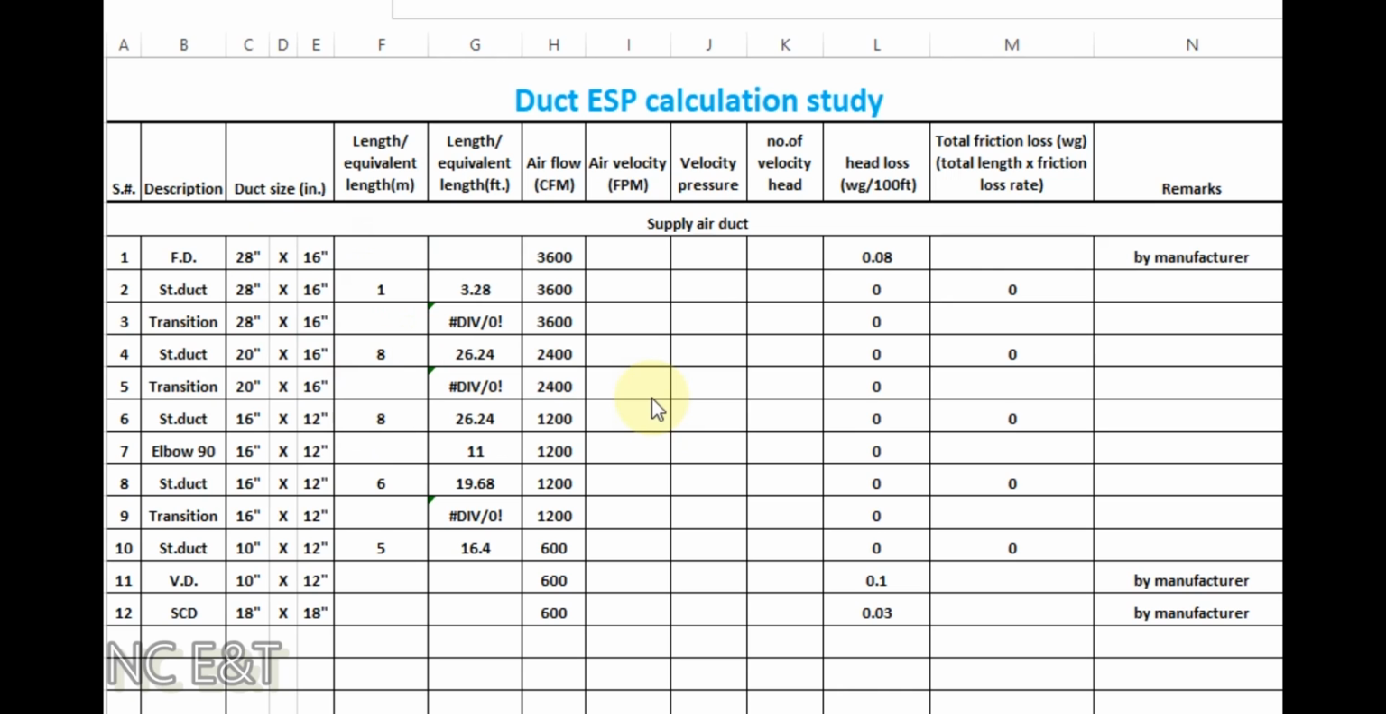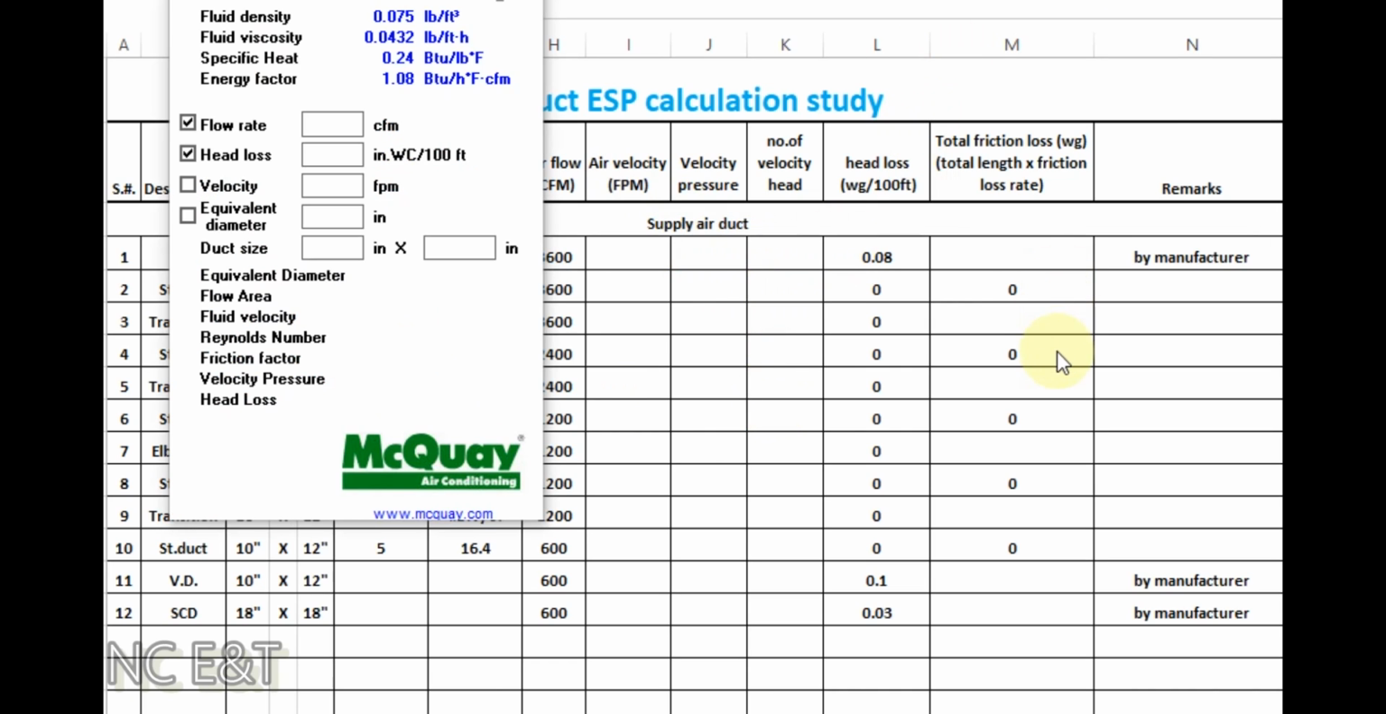For the calculation of equivalent length for the transition piece, we need to calculate the air velocity in FPM, velocity pressure, number of velocity head. We will calculate now with the help of McQuay duct calculator. We have 4 rectangular duct sizes and we know the CFM flowing through this duct. With the help of this information and using this calculator, we will calculate the air velocity in FPM and velocity pressure.